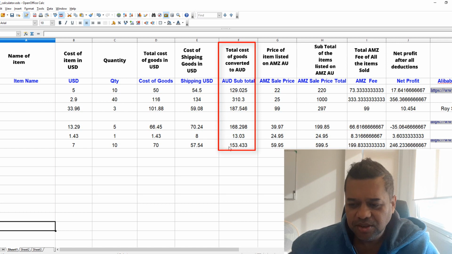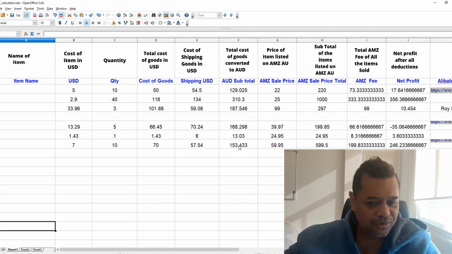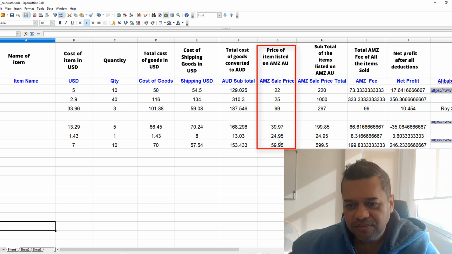But don't worry about that for now. Just know that this is the total cost of the goods converted to AUD, including the shipping. So this is basically the bottom line, like 153 landed to Amazon. Then there's the price of the item listed on Amazon AU.